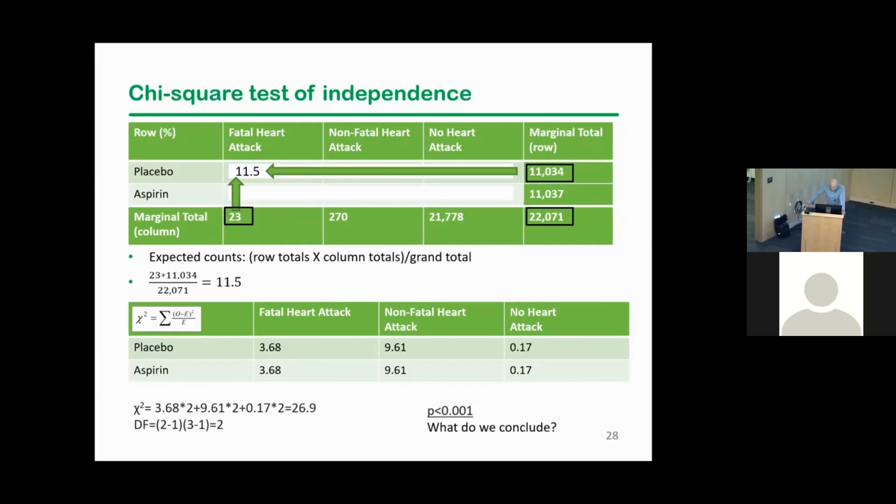So this p-value here is very, very significant, 0.001, less than 0.001. What do we conclude about this difference? Is it significant? Well, it is significant.